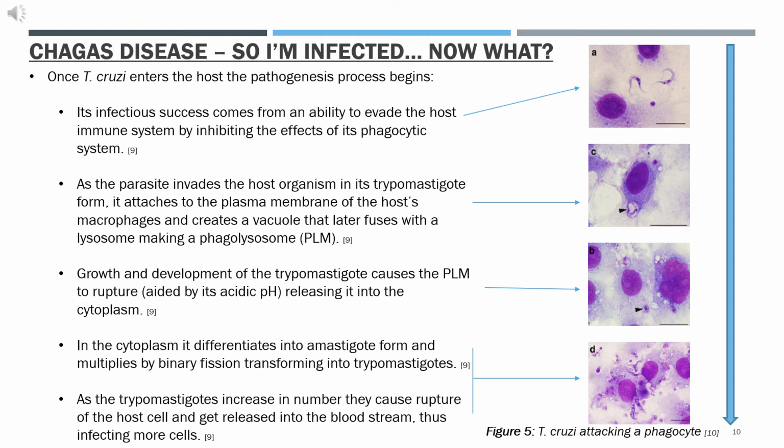As the growth continues and the trypomastigote ruptures through this phagolysosome, it enters the cell's cytoplasm, where it differentiates into an amastigote form, which undergoes binary fission and multiplies, and then transforms back to the trypomastigote form. As these trypomastigotes increase in number, they cause rupture of the actual cell and get released into the bloodstream, causing further infection.